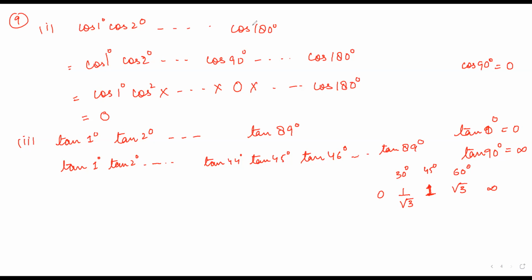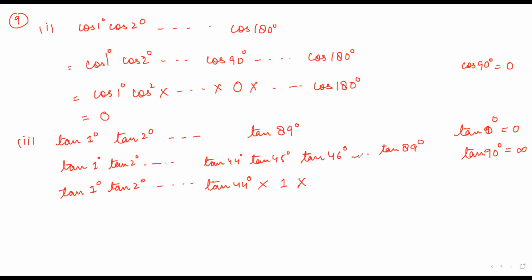Or you can do one thing: leave the tan table. Up till here, you keep it like this: tan 1 degree, tan of 2 degree, and then tan of, let's say, 44 degree. Then tan 45, we know the value, that is 1, into. Now tan 46 can be written as, how much is 90 minus 46? That is 44. It can be written as tan of 90 minus 44. Clear?